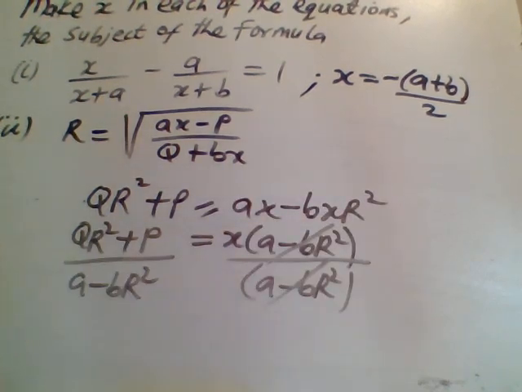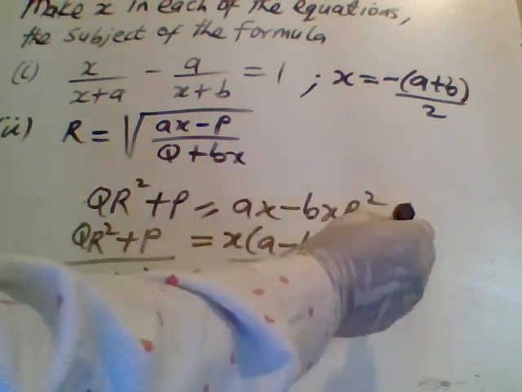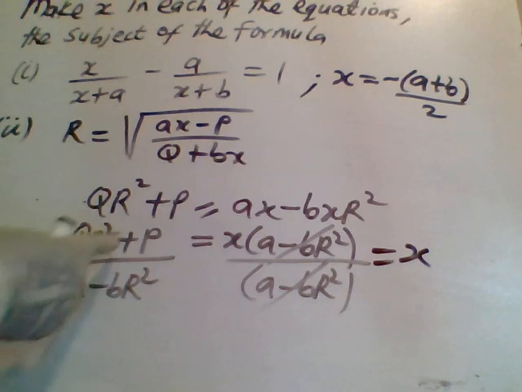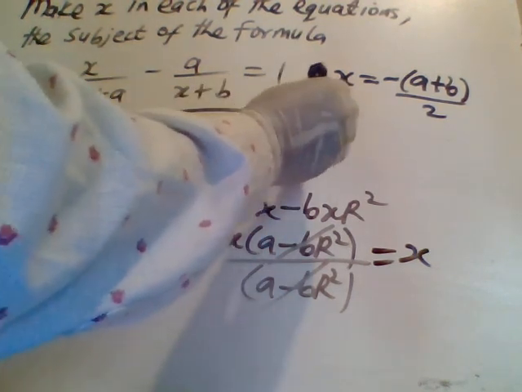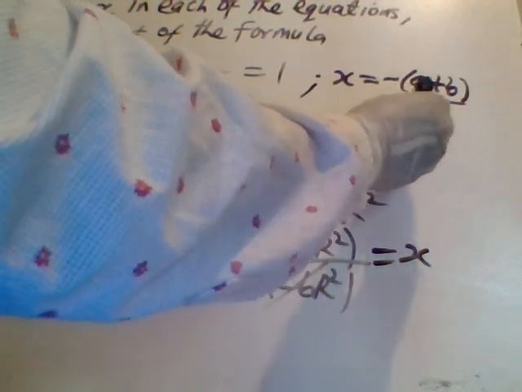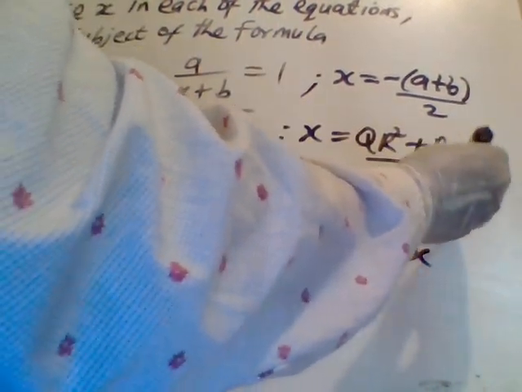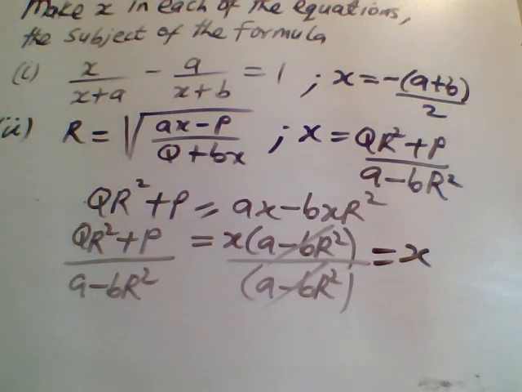This cancels out. Once that is done, you see that we are already making x the subject. So from here, what can you say about x? Since this has already cancelled, we have all the x. So x is equal to this term here. So in that case, when we make x the subject of the formula, we have x equals q r squared plus p divided by a minus b r squared, and that is the answer.